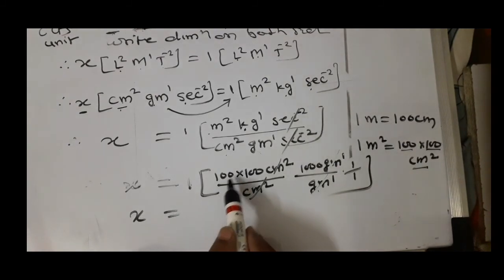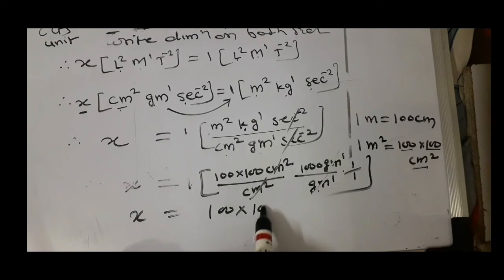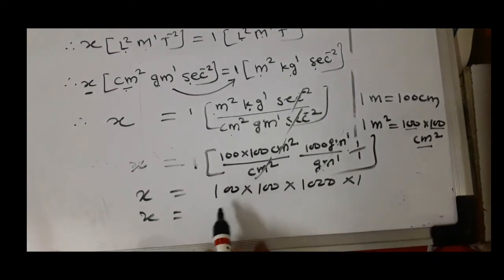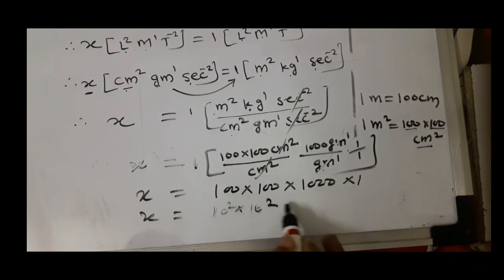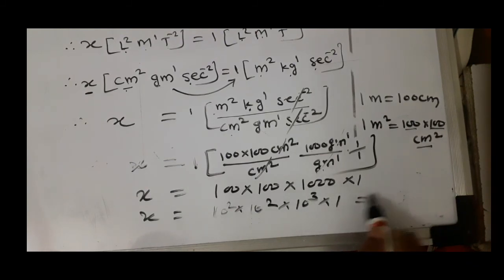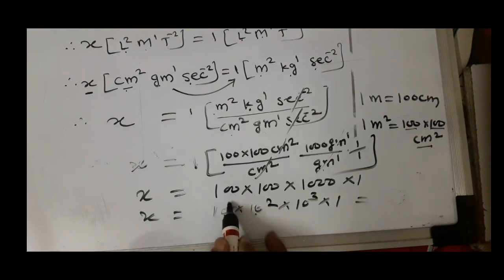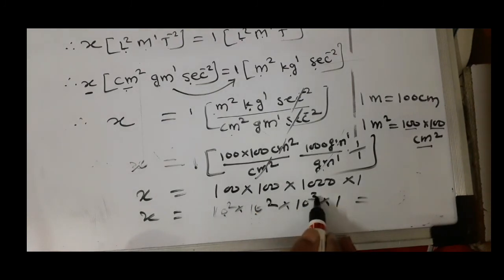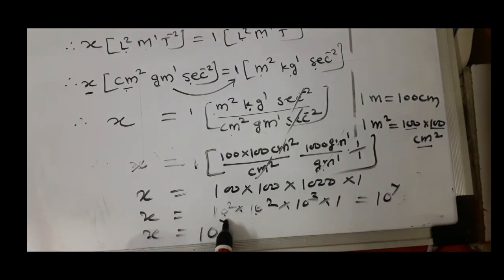Then again here we have 100 into 100, into 1000 into 1. We can write this in such a way that it is 10 raised to 2 into 10 raised to 2 into 1000, that is 10 raised to 3. The base is the same, so in multiplication we add the powers. 2 plus 2 is 4, 4 plus 3 is 7, that is 10 raised to 7. So X is equal to 10 raised to 7. This is the conversion factor between the two units.